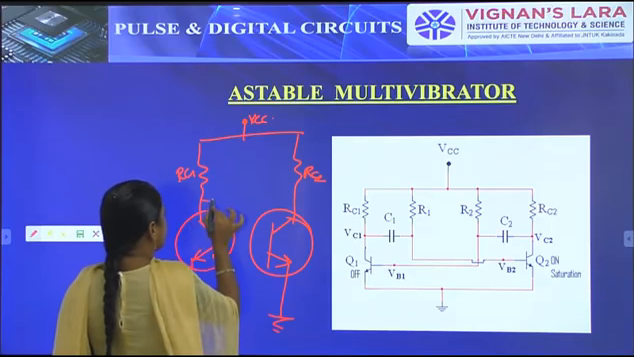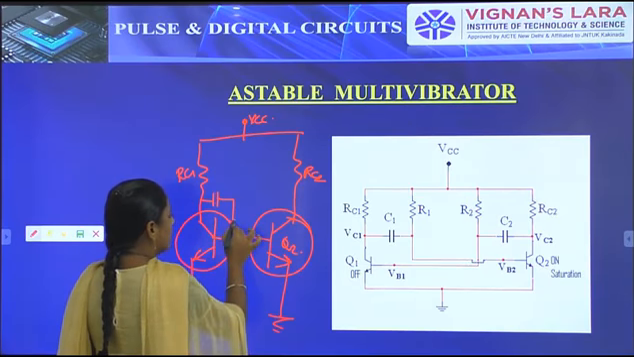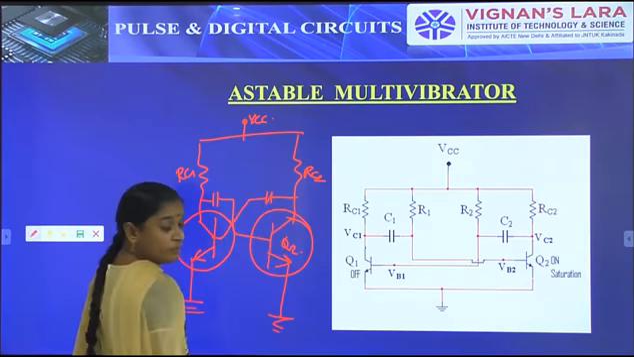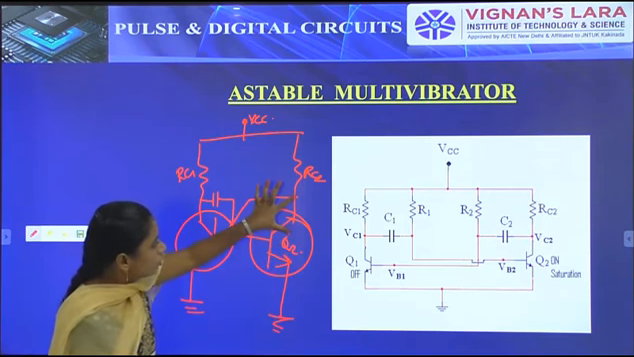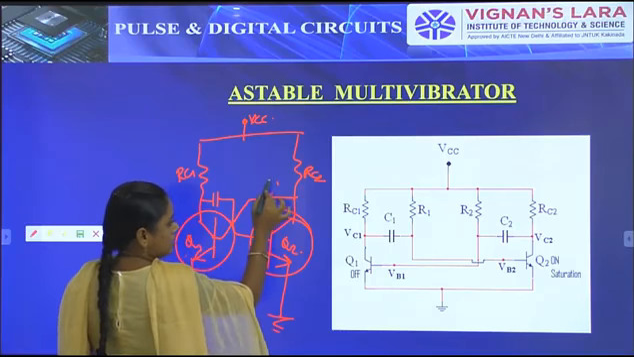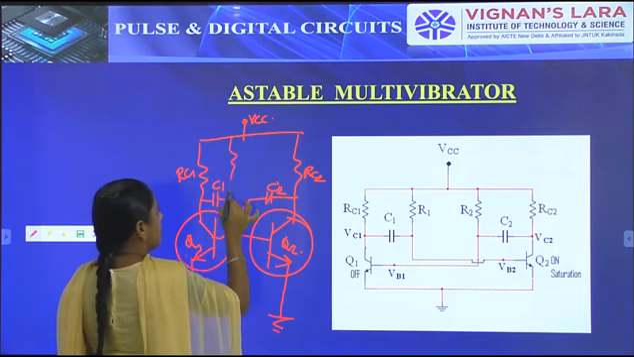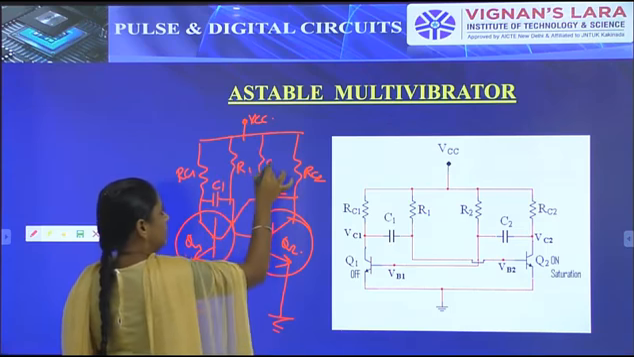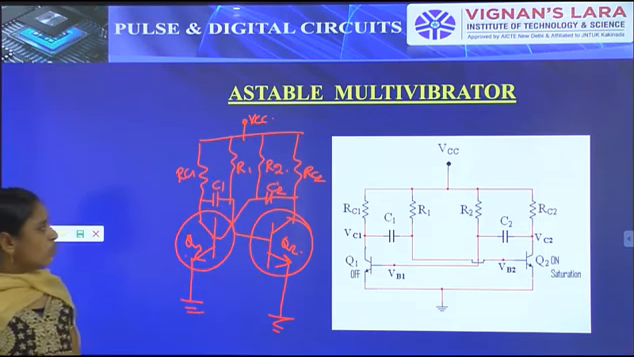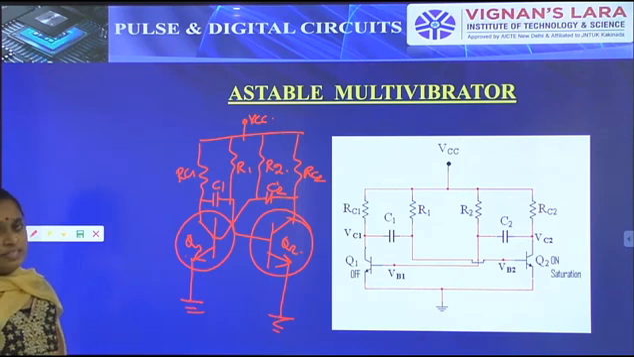Here we have capacitor C1. The output of this one is connected to transistor Q2, and the output of Q2, its collector terminal, will be connected to the Q1 base through capacitor C1, and the other through C2, and these resistors will be known as R1 and R2. So this is the diagram of the astable multivibrator. Based upon that we have to check the operation of the astable multivibrator, how we can produce the square wave pulses. Let us check.